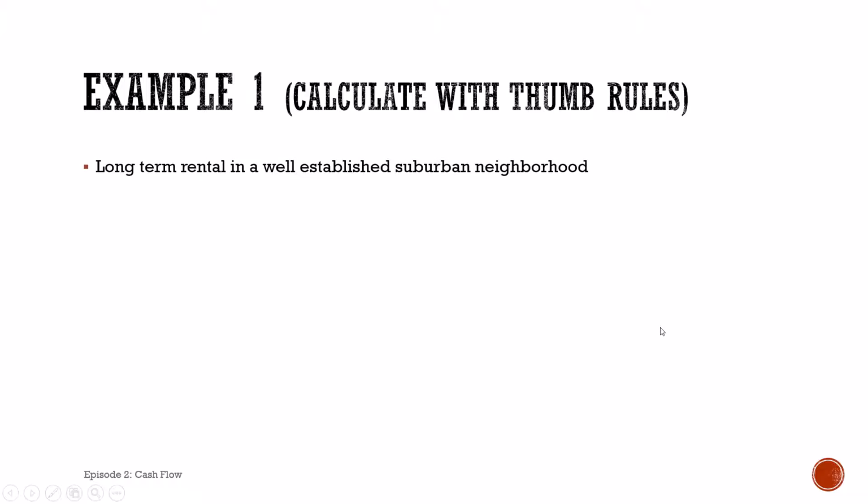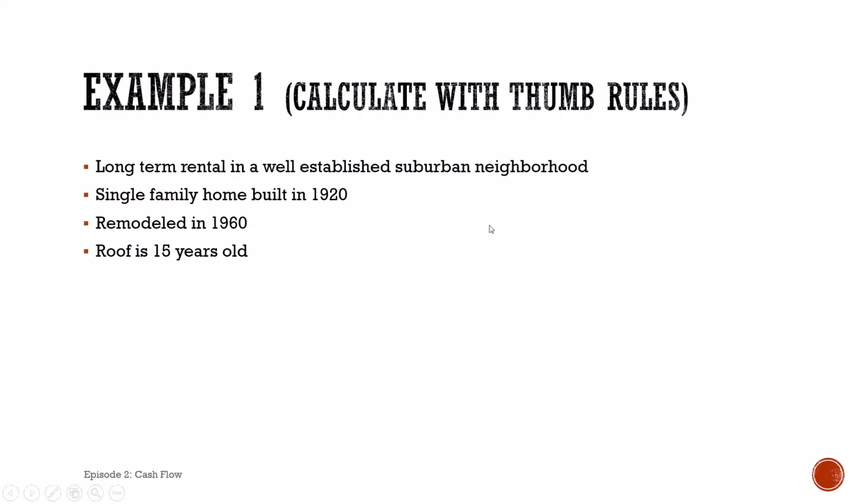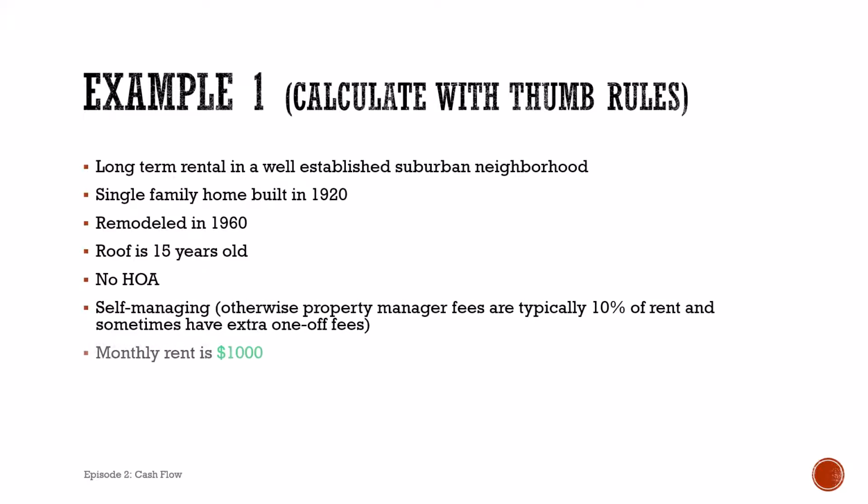Okay, so an example, this is just a real basic example with rules of thumb to show you how they apply. So some background for this example, it's a long-term rental in a well-established neighborhood, built in 1920. It was remodeled in 1960. We know the roof is 15 years old. There's no HOA and you're self-managing. And in this case, monthly rent is $1,000.